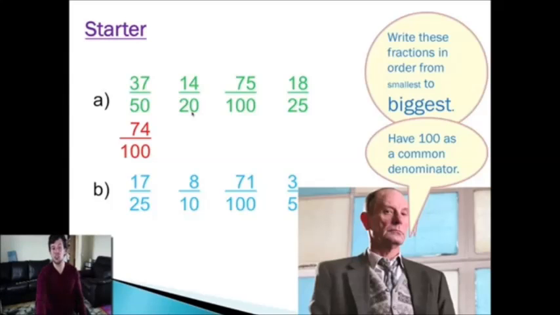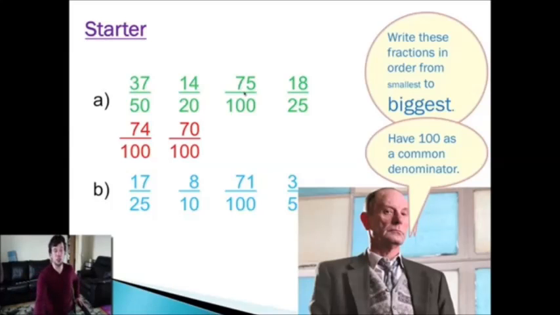How many 20s in 100? 5. So what do we multiply the top by? 5. What is 14 multiplied by 5? 70. So the fraction is 70 over 100.